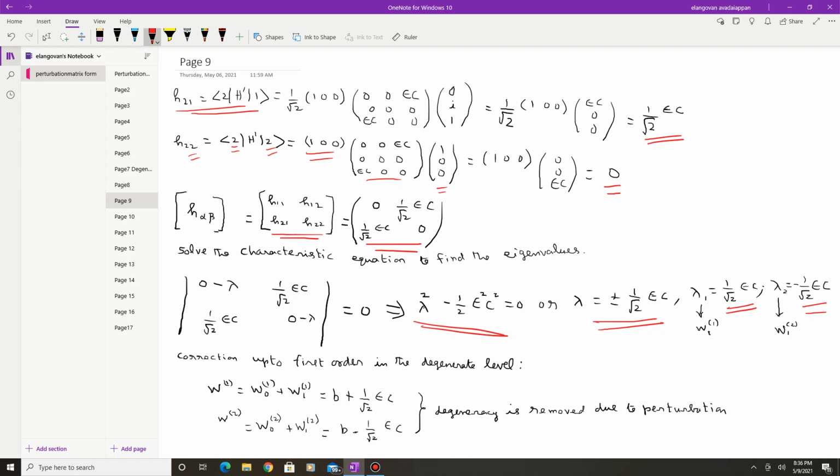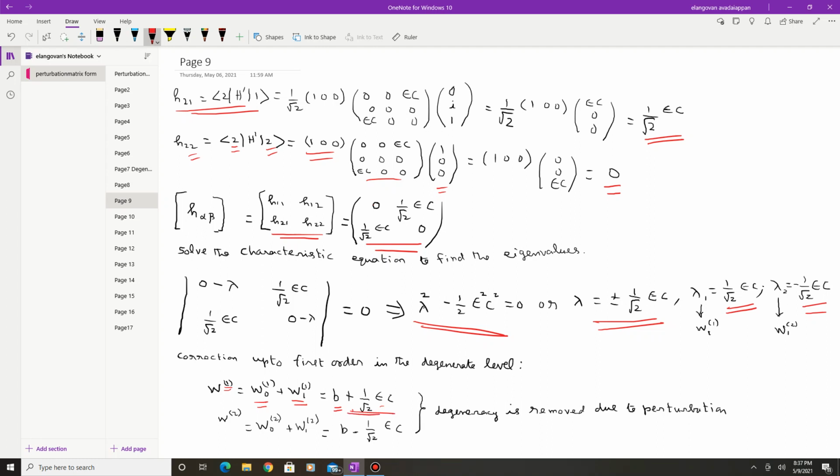So these are for the degenerate levels. These are the correction energies. This is the first order correction energy for this level, and this is the first order correction to the other level, which is found to be minus 1 by root 2 epsilon c. So the correction up to the first order for the degenerate level: W1 for the first level, W0 is the unperturbed level for state 1, which is B, and the first order correction for level 1 is 1 by root 2 epsilon c. So B plus 1 by root 2 epsilon c. This is the energy up to the first order.